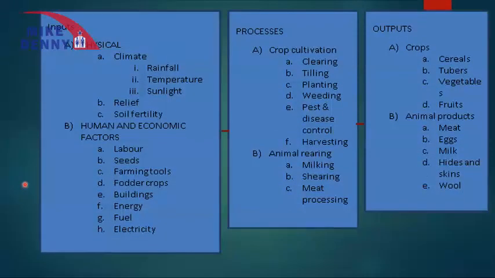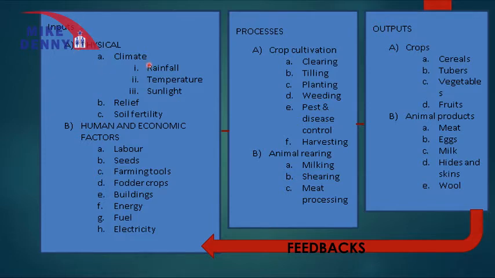Let's now look at agriculture as a system. Here we have inputs, and the inputs into the farm or into agriculture are physical. We have in the middle processes, and here we have output. Now let's continue.